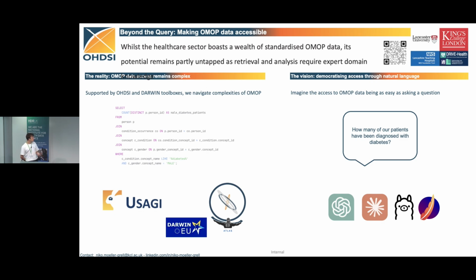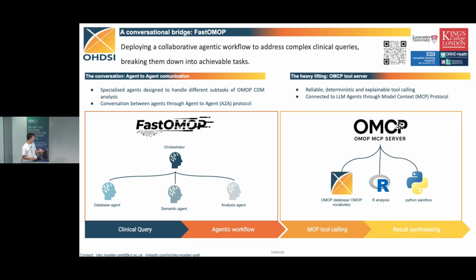So we are used to that already from interacting with ChatGPT, with Anthropic Claude, or whatever model we're currently using. So why not take that to the healthcare space, and especially to OMOP? So that's where I'd like to introduce Fast OMOP, which is an agentic workflow trying to get exactly there, from asking a question to querying your live database and getting reliable answers back.